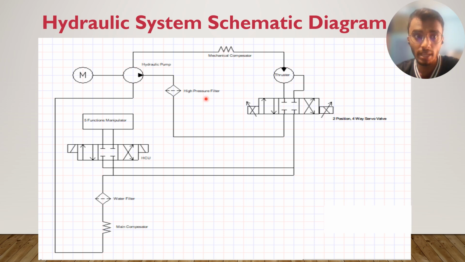There is also a mechanical compensator here because in case there is a pressure loss in the thruster system, the compensator will compensate the loss. However, it can only compensate minor loss, for example, 3 PSI only. If it is more than that, then it is considered a major loss and the ROV needs to be stopped and pulled out.